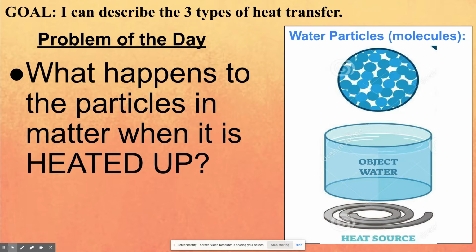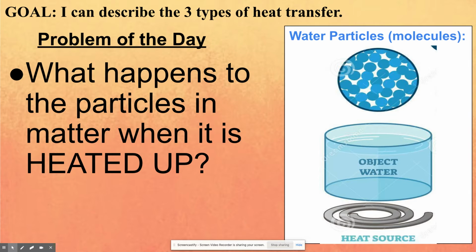All right, so the goal today is I can describe the 3 types of heat transfer. So one is convection, we learned about that last week. The other one is conduction, and then there's radiation. So we are going to learn about conduction and radiation, and then also review convection.